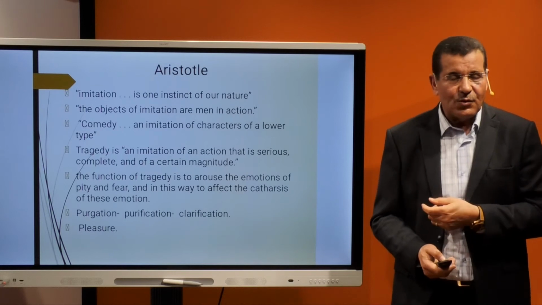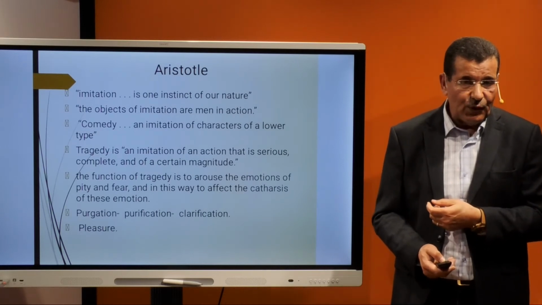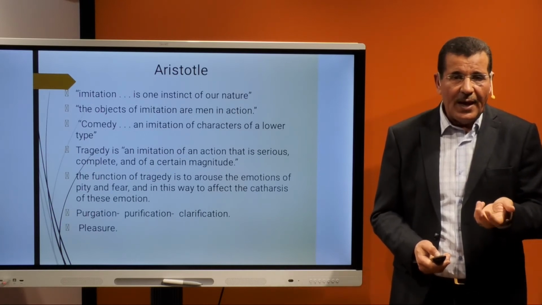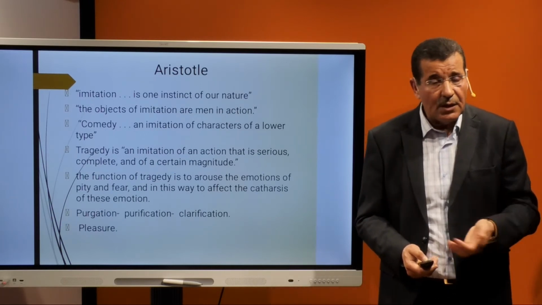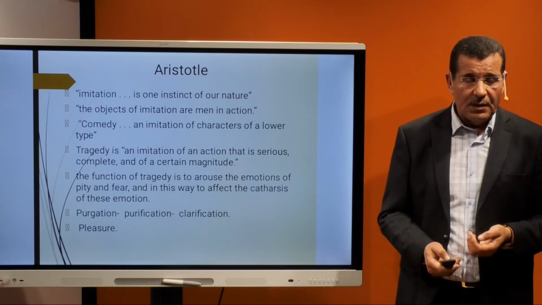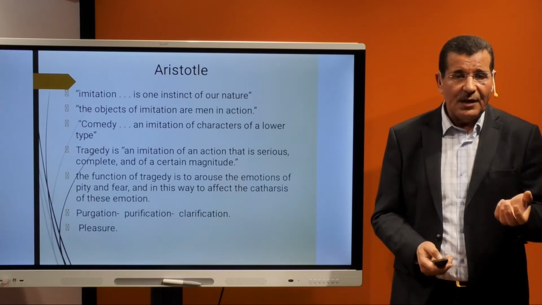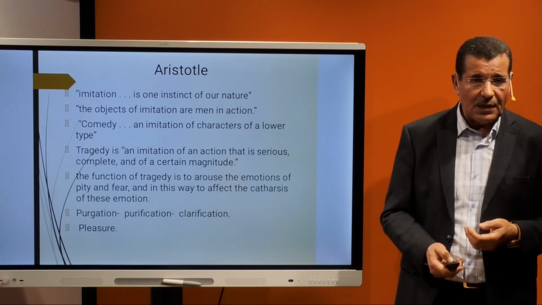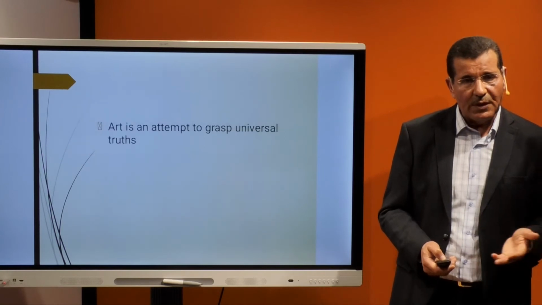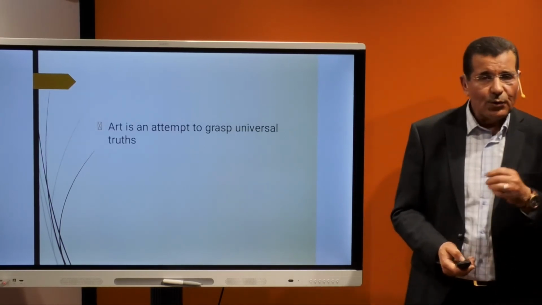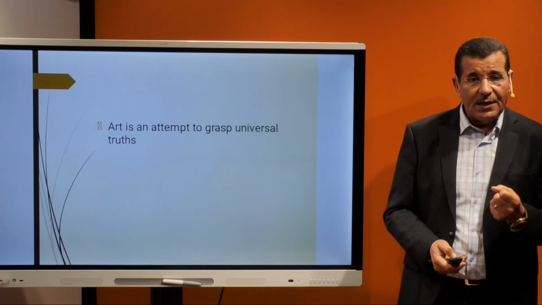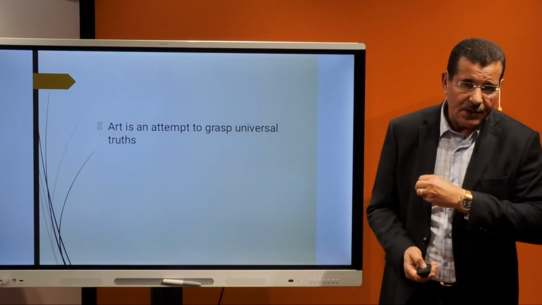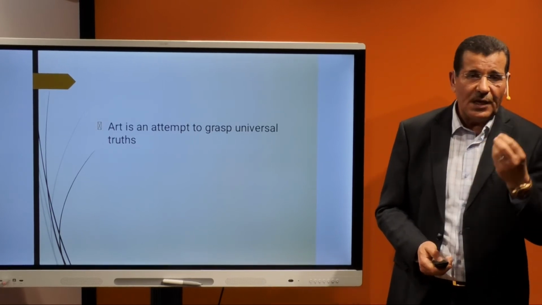You can see that Aristotle defends tragedy for its cathartic pleasure. And catharsis is very important, as we'll see here, when we deal with the psychological approach. It is psychologically relieving. This is the psychological dimension of art, according to Aristotle, besides presenting a certain reality. And according to Aristotle here, art is an attempt to grasp universal truth. In addition to this cathartic dimension, we have the universality, as we'll see.